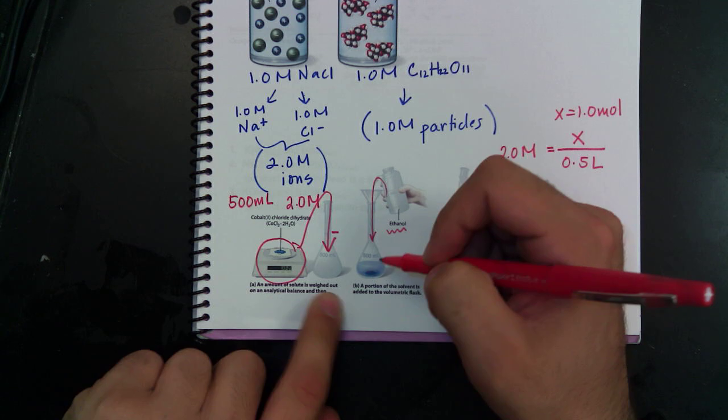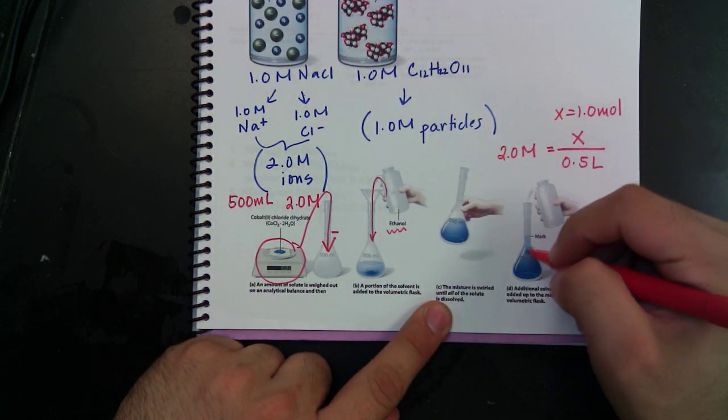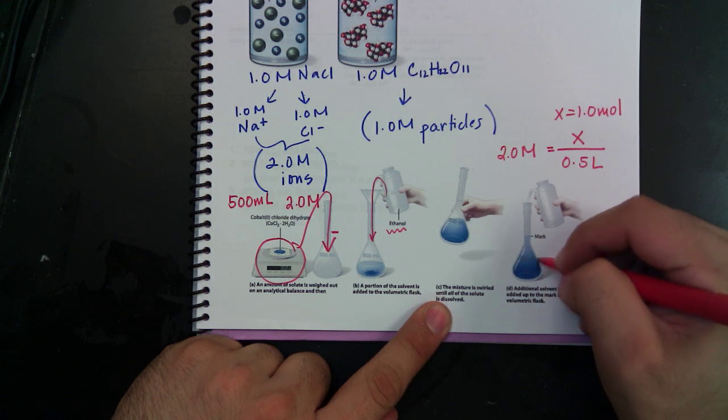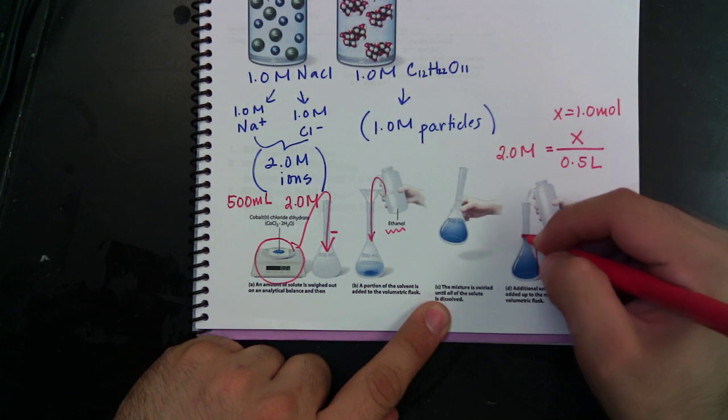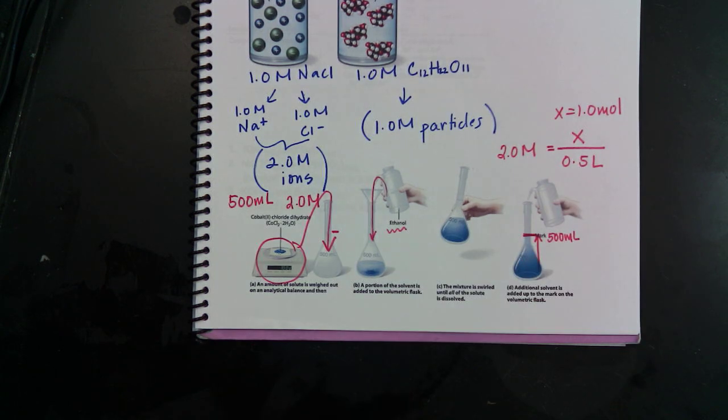You add some, in this case the solvent is ethanol, you add some of the solvent to the flask to dissolve the solute, until it's thoroughly dissolved, and then you add the rest of the solvent that you need up to the mark. In this case, it's 500 milliliters. That'll give you exactly 500 milliliters of total solution.